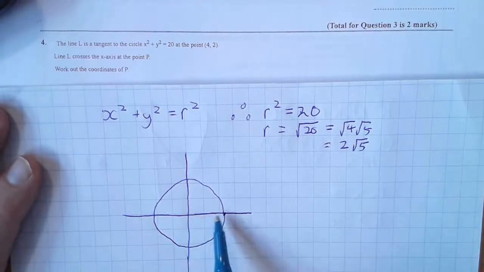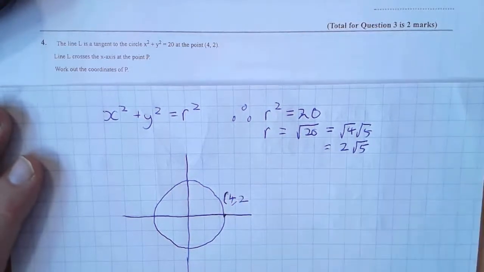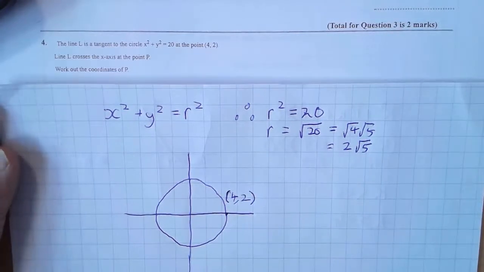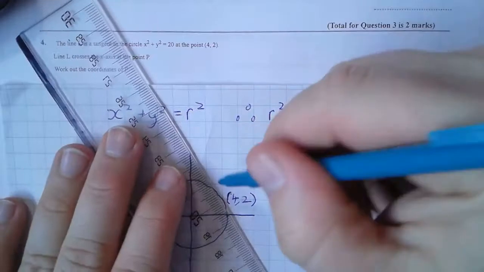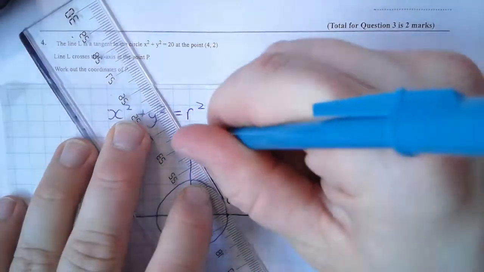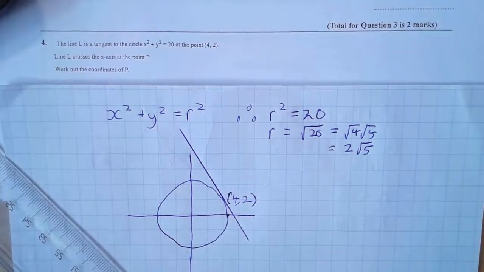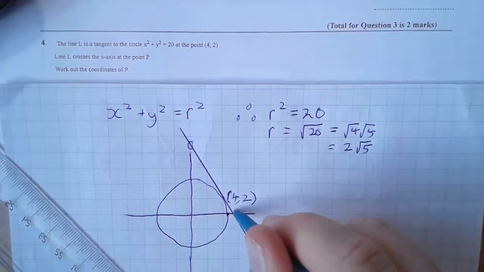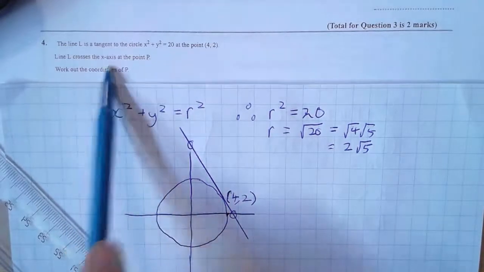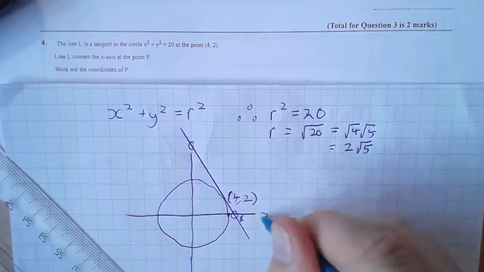But what I did make sure is I got this point here, because this is going to be my point (4, 2). This is my relevant point. And line L is a tangent to that. So here's my tangent to that point. I know that it's going to have a negative gradient. It's going to cross here, and it crosses the x-axis at point P. So I want to work out what this point is here, because that's my x-axis.